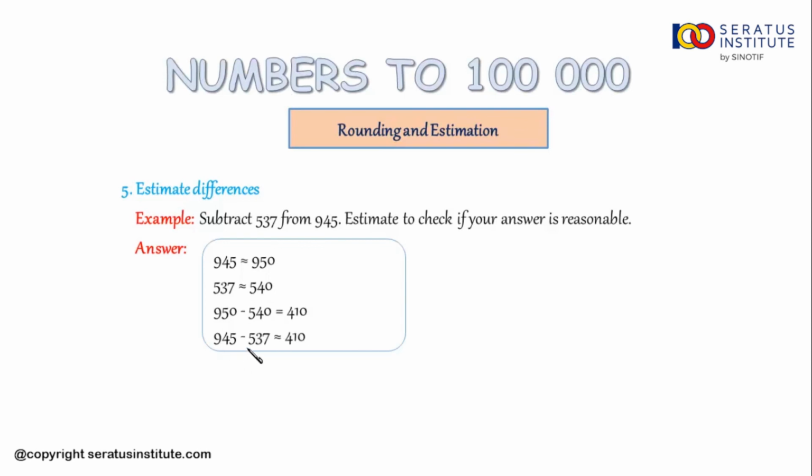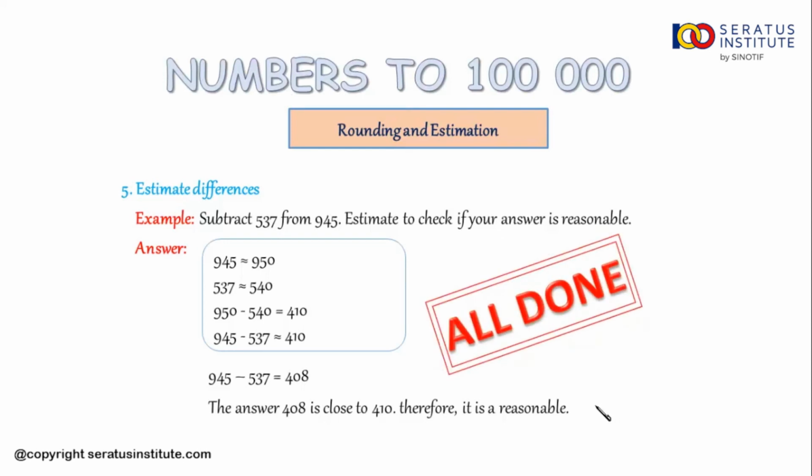This means 945 minus 537 is about 410. If you want to check your answer, you can do it manually like this. 945 minus 537 equals 408. The answer 408 is close to 410. Therefore, it is reasonable. Understand, Sobat 100? So we are all done. We have talked about rounding and estimation, Sobat 100.